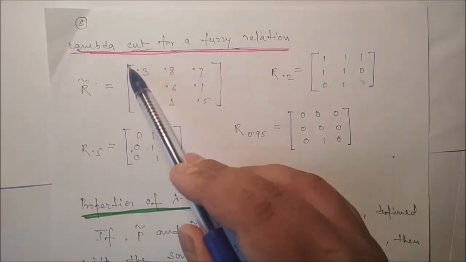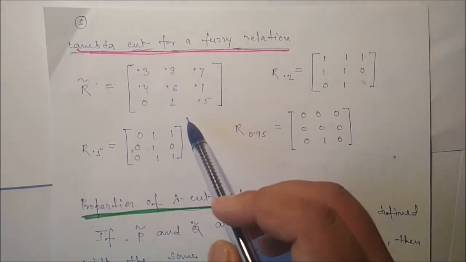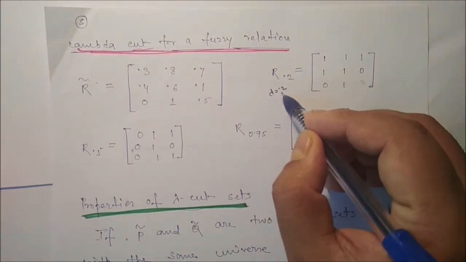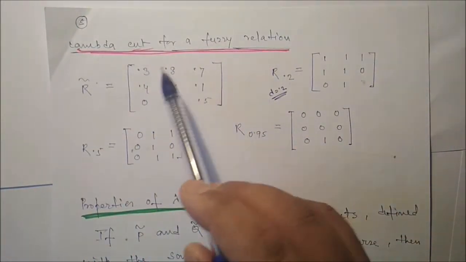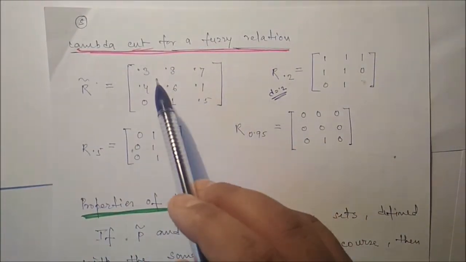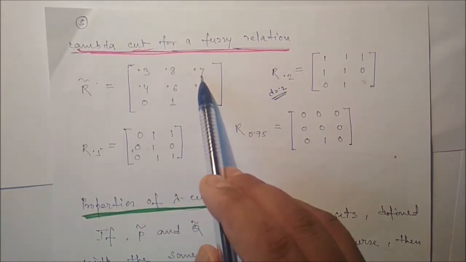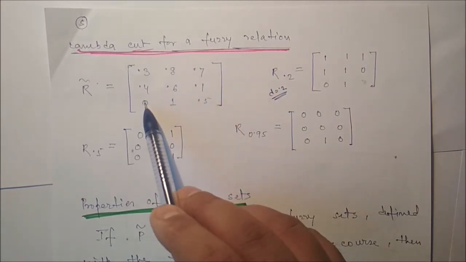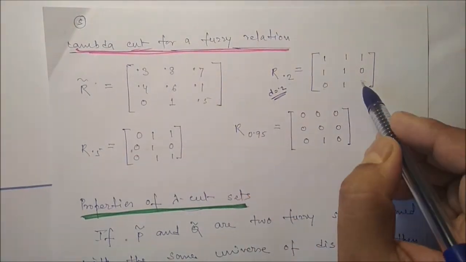Next is lambda cut for a fuzzy relation. There is one fuzzy relation R. If you write R 0.2, that means lambda is equal to 0.2. So identify the entries whose value is more than or equal to 0.2. Here the output will be 0.3, 0.8, 0.7, so all are more than 0.2 except this entry and this entry. So here that should be 0, and here it is 0.5, here it should be 1.